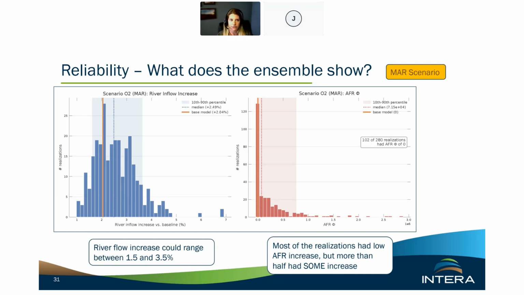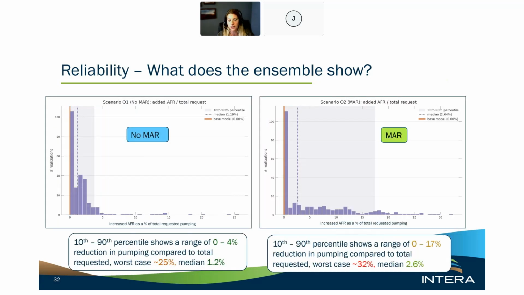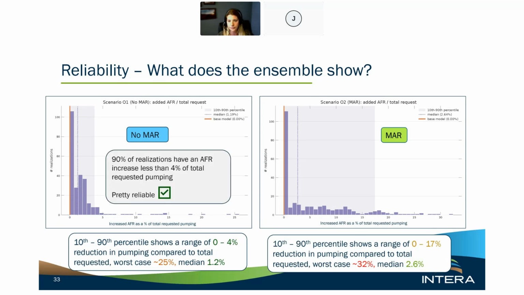With this AFR objective function, as I mentioned, it's kind of meaningless. We don't really understand what the actual value means. So in order to get a picture of what that value means, I look at it as a ratio of the amount of the AFR triggering compared to the total requested volume. In the case of no MAR, if we look at this as a percentage of the total requested pumping, our 10th to 90th percentile range shows 0 to 4%. So essentially 90% of the realizations have an AFR increase less than 4% of the total requested pumping. So that's pretty reliable. That's a pretty small amount.